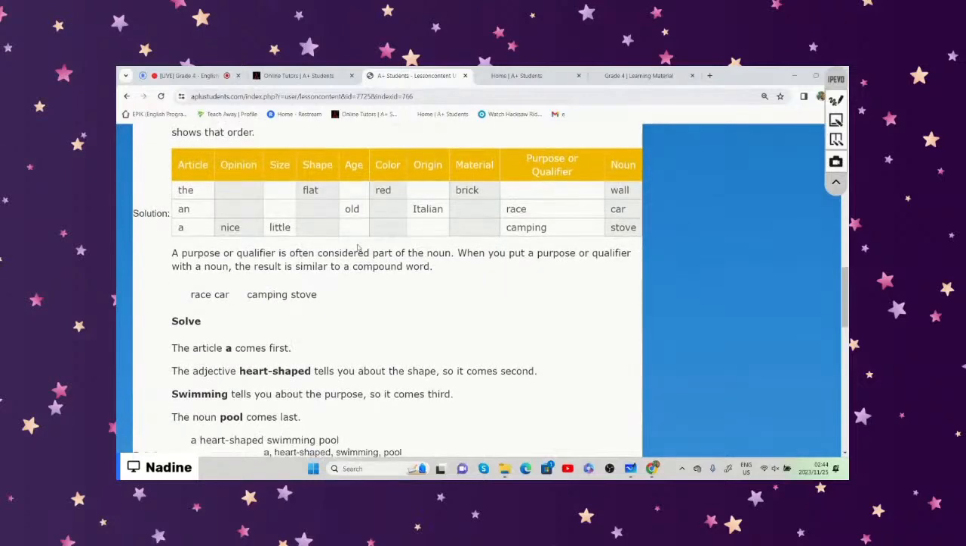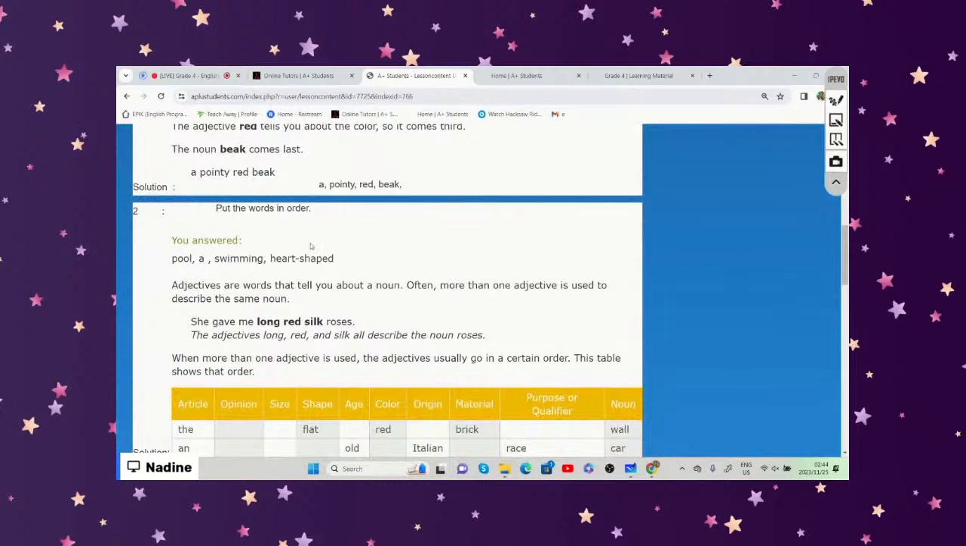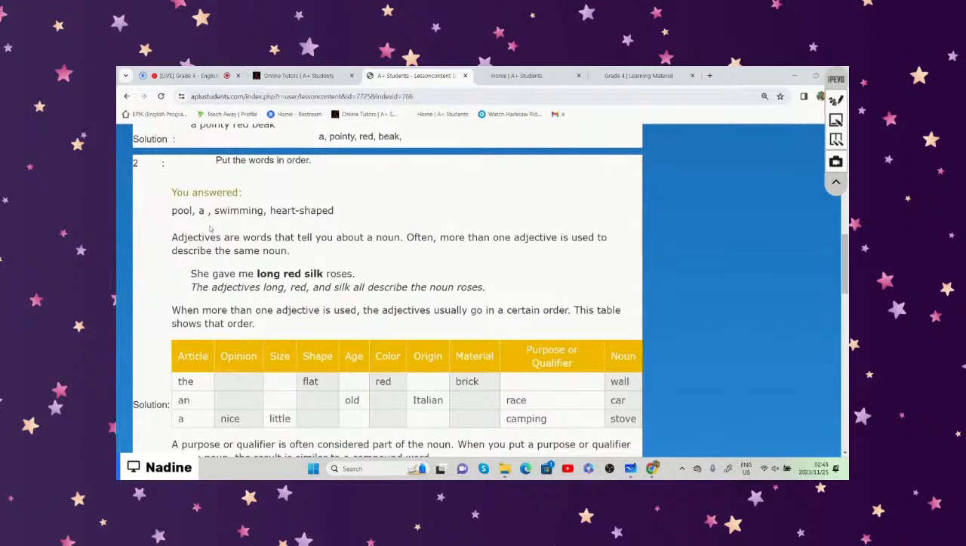All right, now we need to put the words in order. It says pool, a, swimming, heart shape. So we're going to start with A. How are we going to put these words in order? So we start with A.